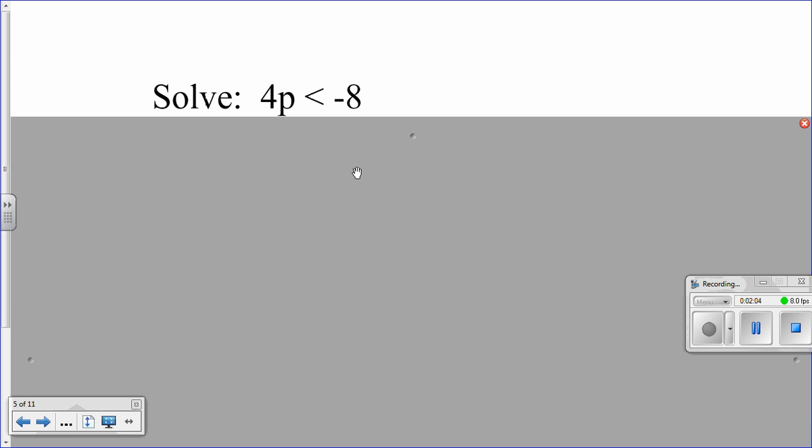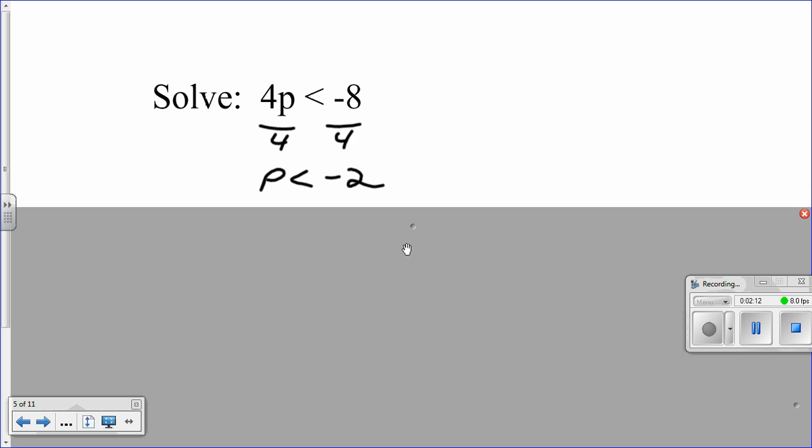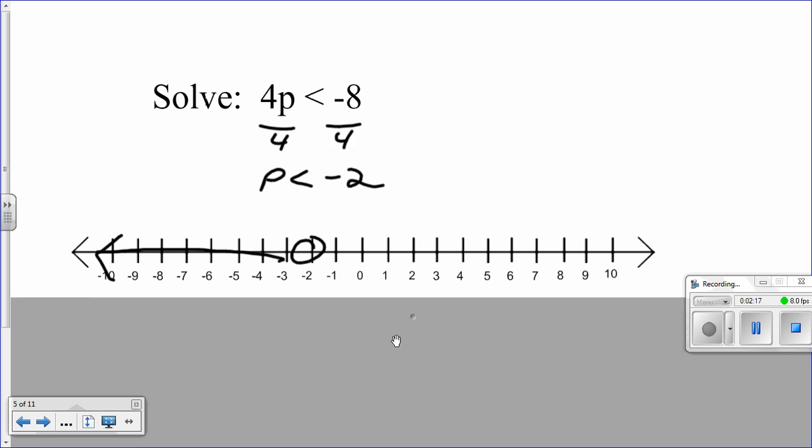4 times P is less than -8. Again, we want to get P by itself. We want to isolate the variable, so we're going to divide each side by 4. And we end up with P is less than -2. Open circle at -2, and we're going to shade to the left on this one.